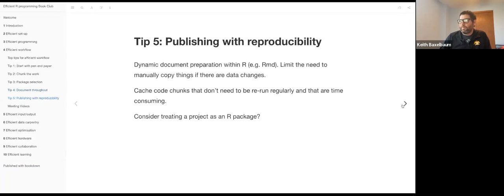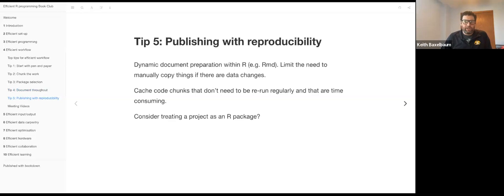And then the final tip was on publishing, with an emphasis on reproducibility, which I think is something that R is kind of uniquely great at, right? Having things like R Markdown makes dynamic document preparation really straightforward and really effective. They emphasize limiting the need to manually copy things. So rather than have to make a figure and then paste it into a Word document, and then later on, if you change your data, have to remember to go back and update everything, if everything's embedded in a reproducible document, then it's much easier to say data changes, everything automatically is updated.